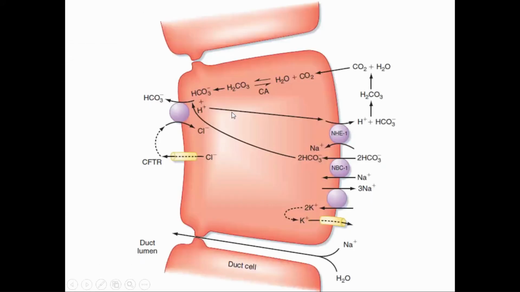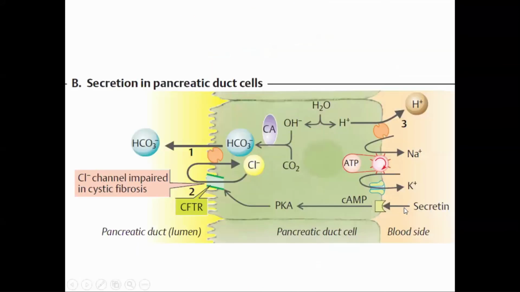You might have seen this in the figure also. Secretin acts on the receptor present on the ductal cells and it increases the cyclic AMP level. When cyclic AMP level is increased, protein kinase is activated and it causes the insertion of the CFTR proteins into the apical membrane, due to which bicarbonate and chloride can be exchanged.